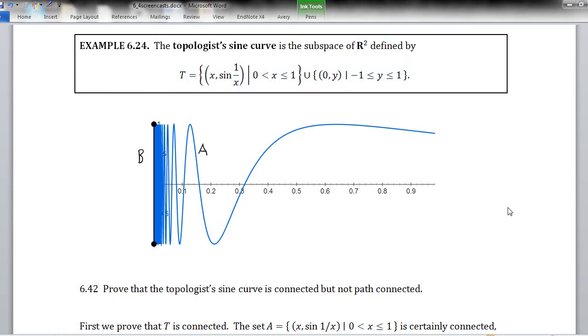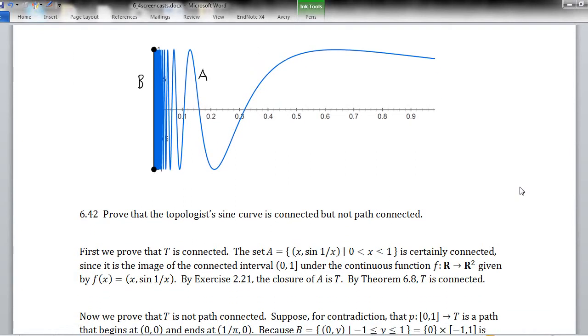All right. And in exercise 6.42, we get to prove that the topologist's sine curve is connected but not path connected. Now you remember that a path connected space does have to be connected, but the converse is not true, as is evidenced by this example. So first let's prove that T is connected. This is the easy part.